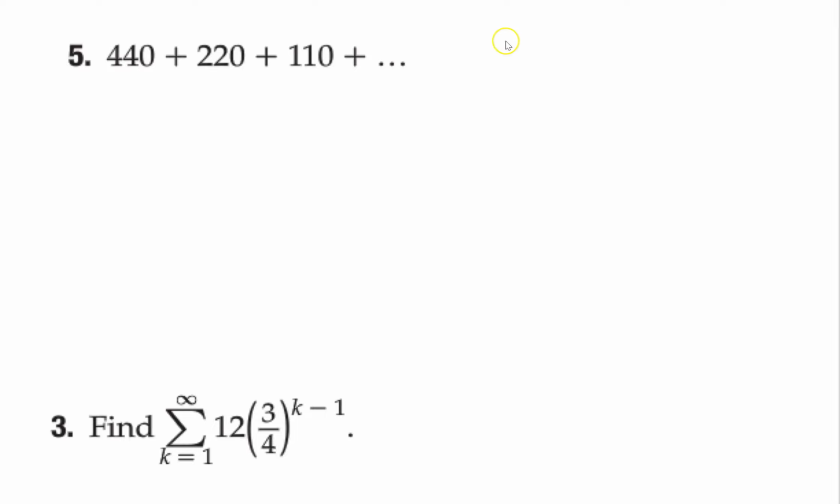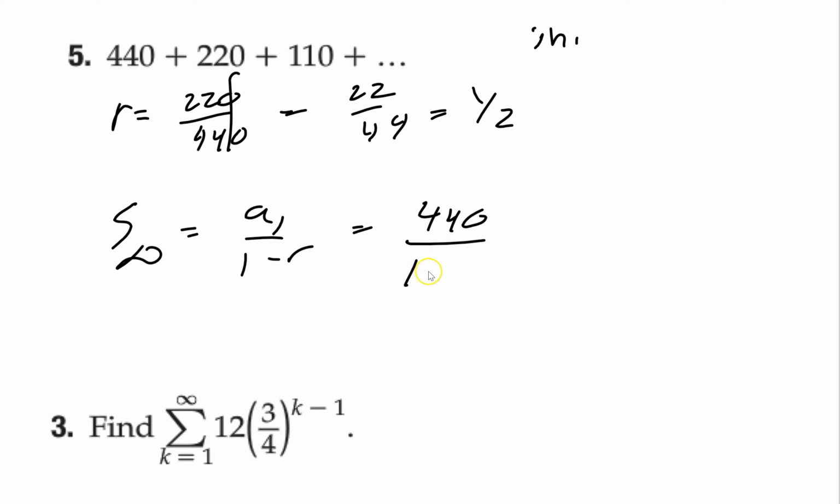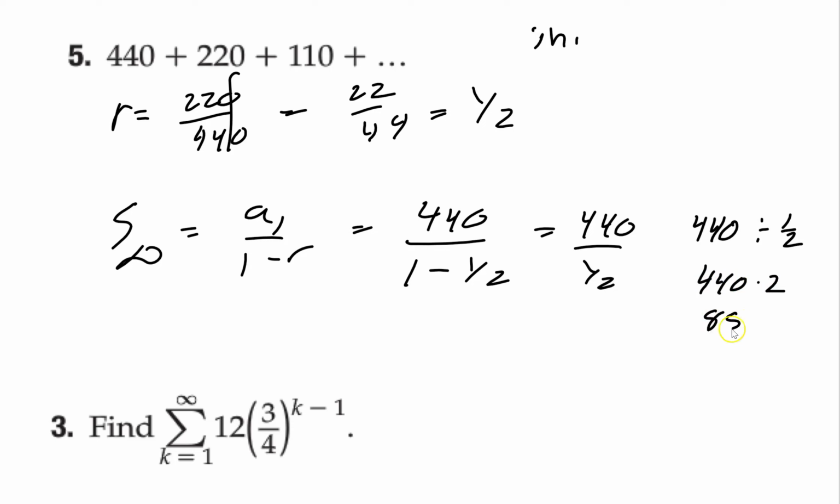Notice how it goes off into infinity. We want to find the infinite sum. So I'll do the same thing. Find my r, make sure you can. 220 over 440. Zeros cancel out, I get 22 over 44, which is 1/2. So that's my r, so I can use the formula. I get 440 over 1 minus 1/2. So it's 440 over 1/2. So 440 divided by 1/2, which means multiply by the reciprocal, which is 880. That's all it is.